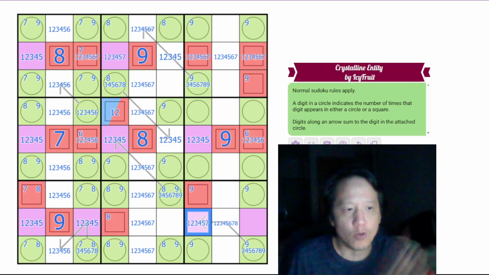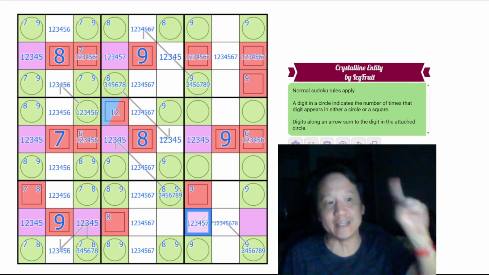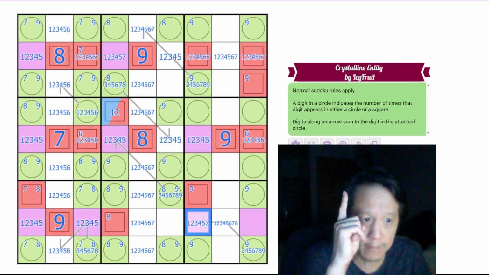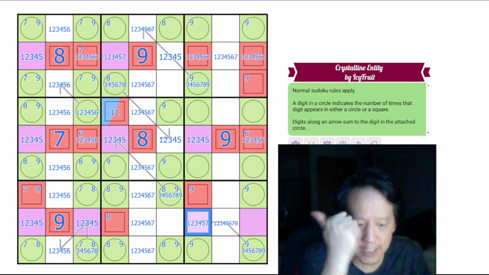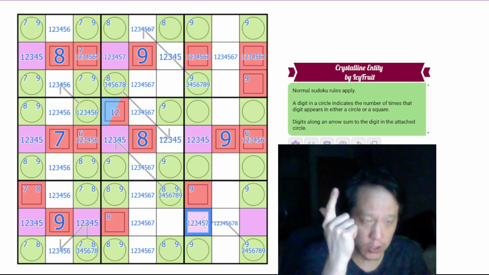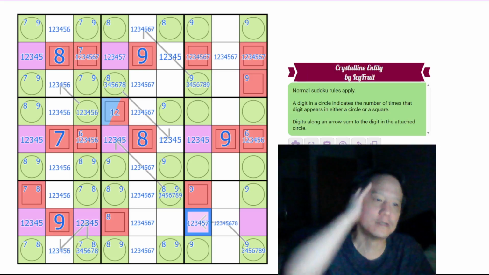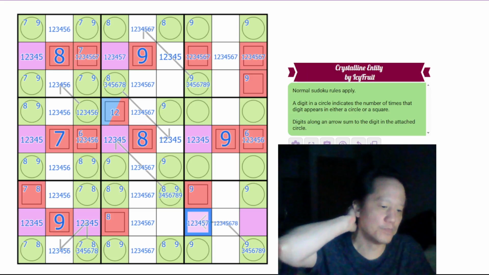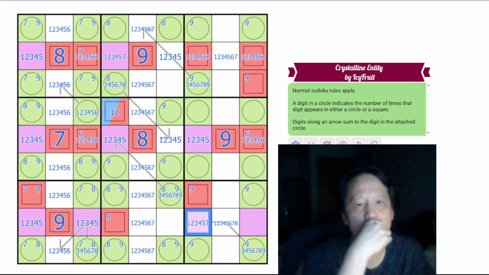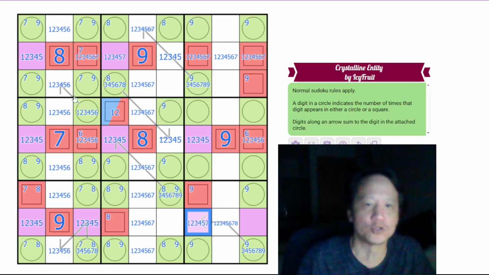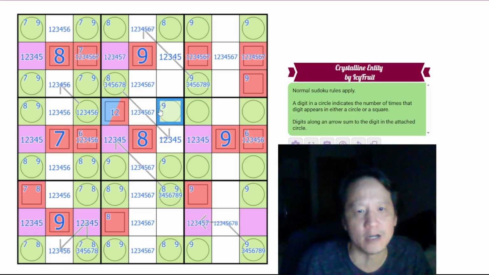Assuming 1 is in a circle. First of all, it's in a circle then, which means it's not in a square at all, because it has to be in a circle to match. Does it have to be? Yes, it has to be in a circle, and it has to be in one. Well, yeah, we don't know where.